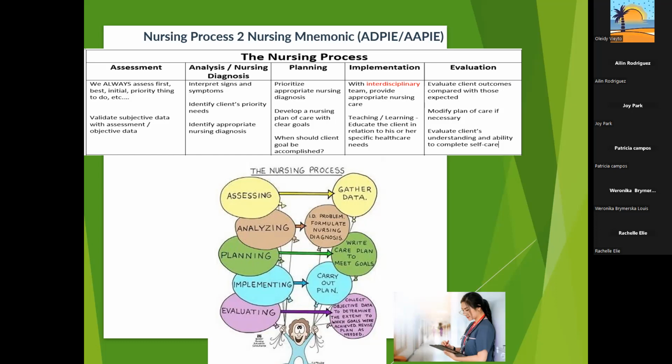And we always want to validate that type of data. And then we're going to look at the different signs and symptoms, and we're going to identify clients' priority needs. And we identify priority by airway, breathing, and circulation. And then when we identify those things, we're going to put a plan together. That plan is what I implement.